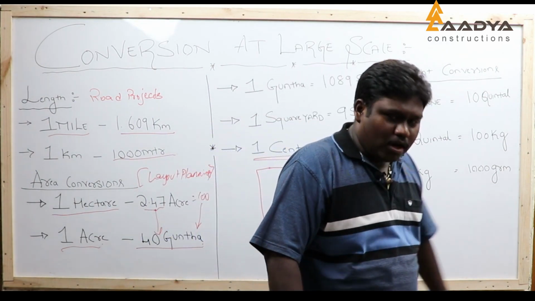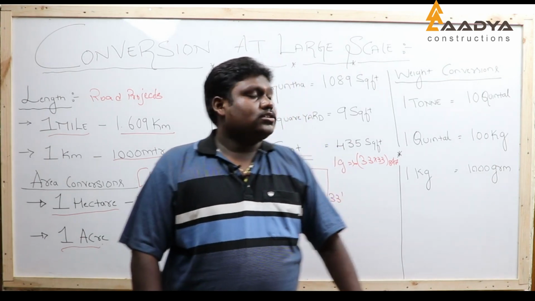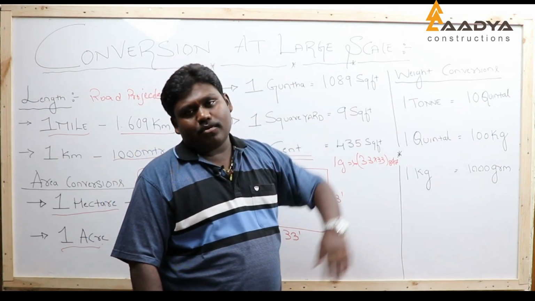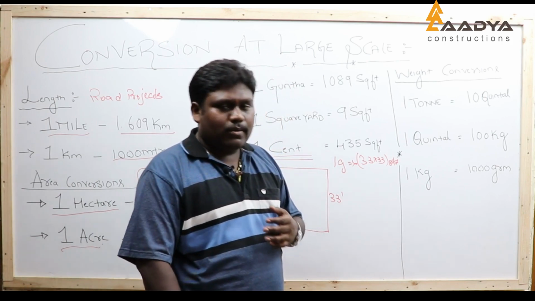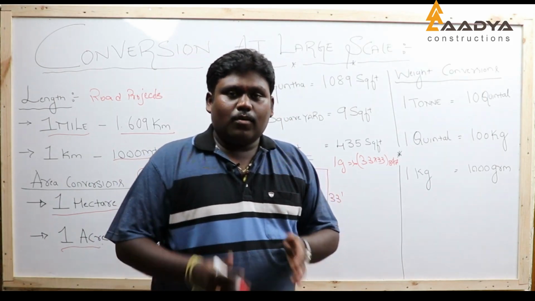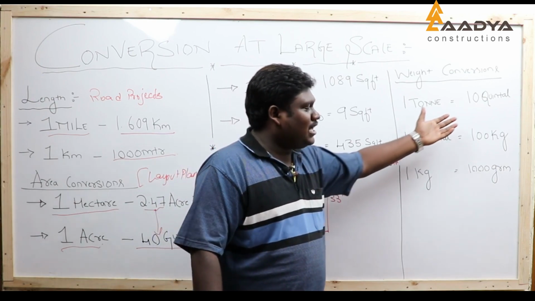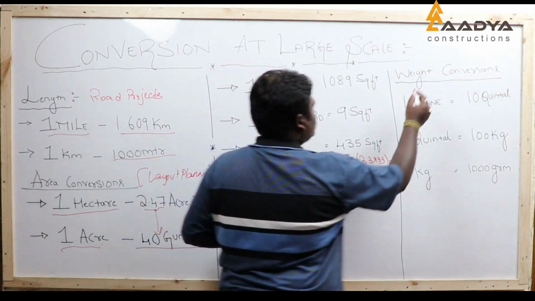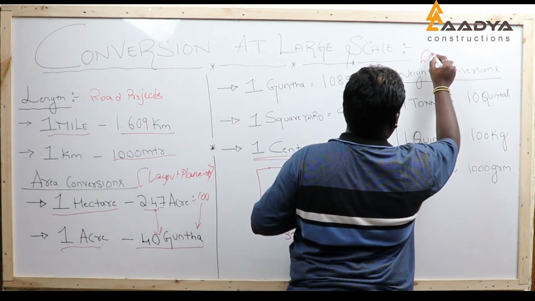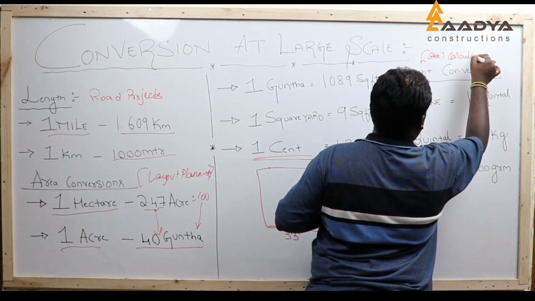Next we move into weight conversions. So where do we need weight conversions? This is something that is really very important when you go for steel quantities. So if you want to calculate the quantity of steel that has to be purchased, what is the quantity of the steel that is required for the structural framing work, you need the quantities in terms of weights. In such cases, you need conversions of weight. So this will be majorly for steel calculations.